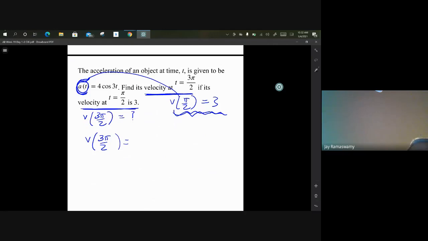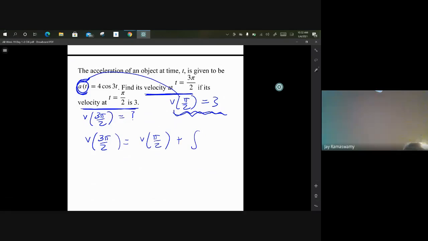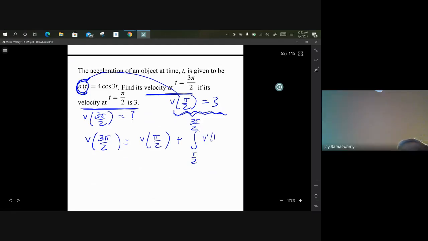Okay, go. We have V of 3 pi over 2 equals V of pi over 2 plus the integral. Guys, don't forget to write plus. Lower limit, pi over 2. Upper limit, 3 pi over 2. V dash. Very good. I need that step shown. Don't switch to A immediately. V dash of t dt. And then can we cross out V dash of t and write it as A of t? And do we know A of t? Yes. Okay, and you can integrate. Now V of pi over 2 is given to be 3 plus the integral from pi over 2 to 3 pi over 2. A of t is given to be 4 cos 3t. Whew. Okay, put your pencils down.